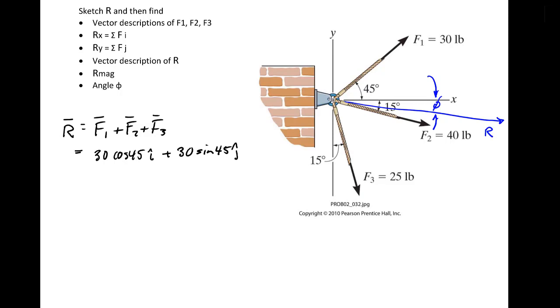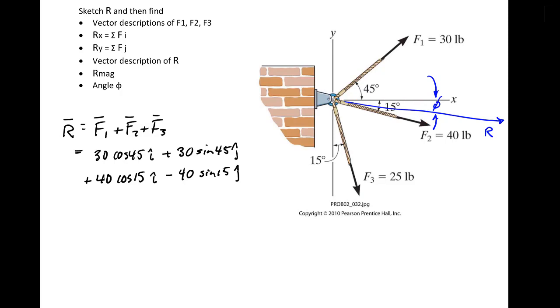Now how about F2? F2 has a cosine component in that direction and a sine component in that direction. So let's just add it up. And I can just add them just like I would an arithmetic problem. 40 cos 15 i minus 40 sine 15 j. Again, it's negative in the y direction because it's pointing down. Our little triangle looks like that.